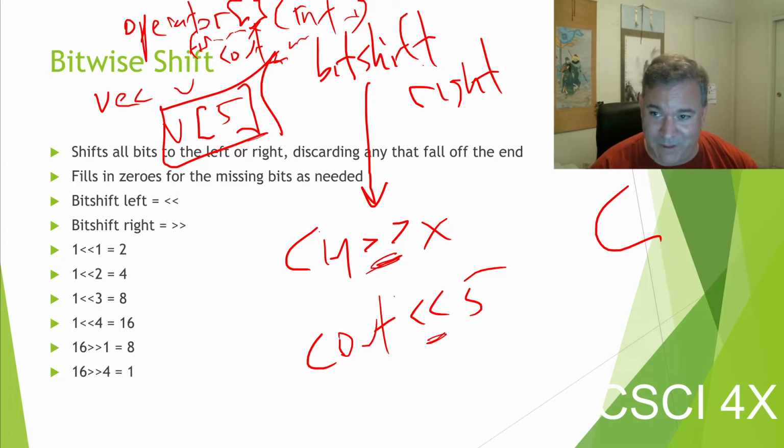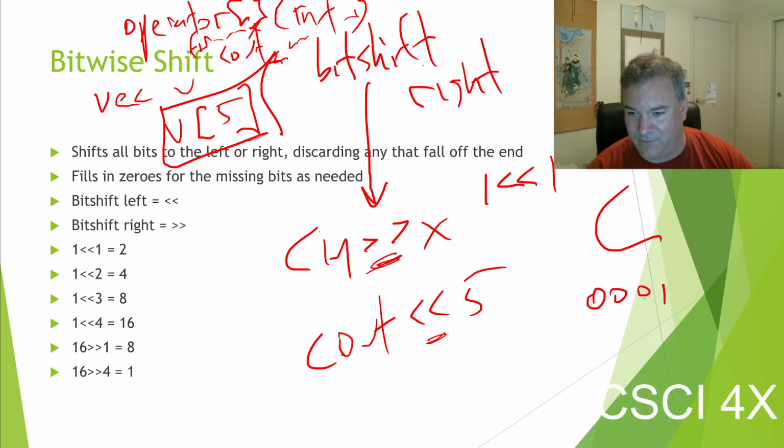The bit shift operators are for bit shifting. They shift bits left and right. They're not used for cin-ing and cout-ing. They're not input and output. And so what happens if you take a bit like this and you left shift it once? Then it goes from being 0001 to 0010. So left shifting by 1 is the same thing as multiplying by 2. All the bits move 1 to the left.